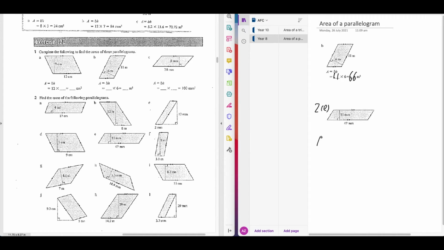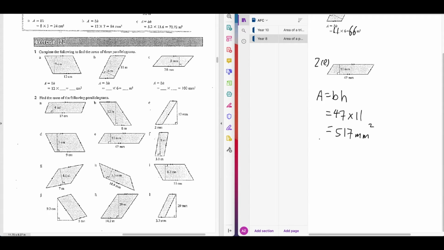In this case, the area equals base times height. Write the formula down, which equals, now the base is going to be the one that's a side of the parallelogram, so 47, times the height. In this case, the height is the line that forms a right angle with the base, so times 11. This should give you 517 millimeters squared, right? Because with area, you always need to write units squared.